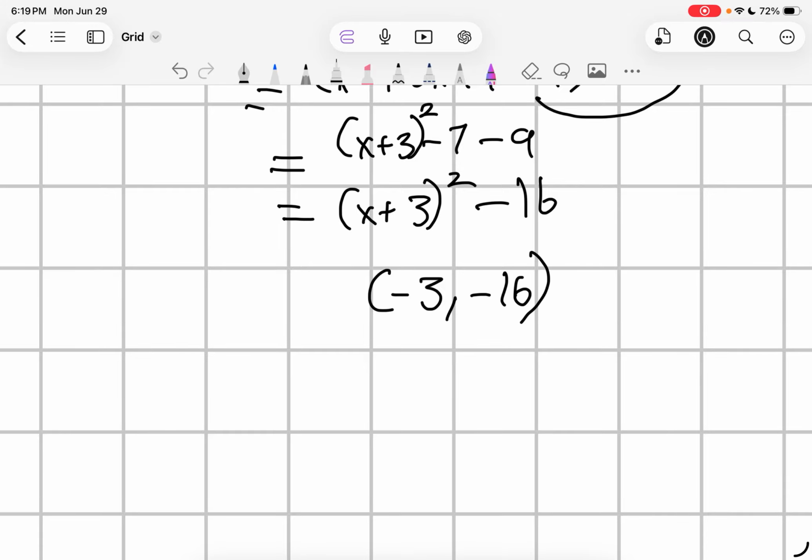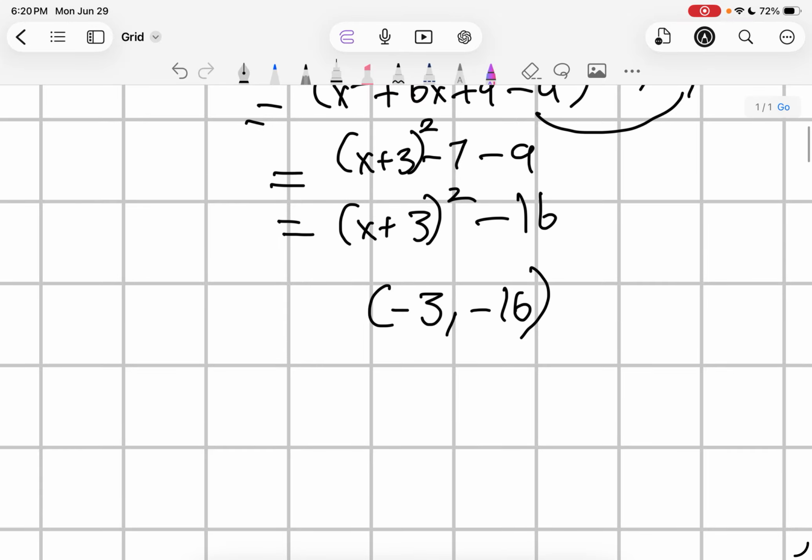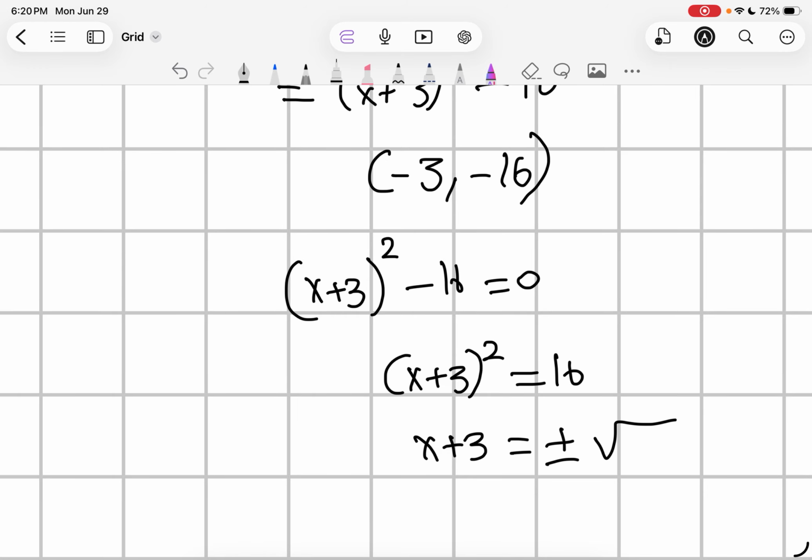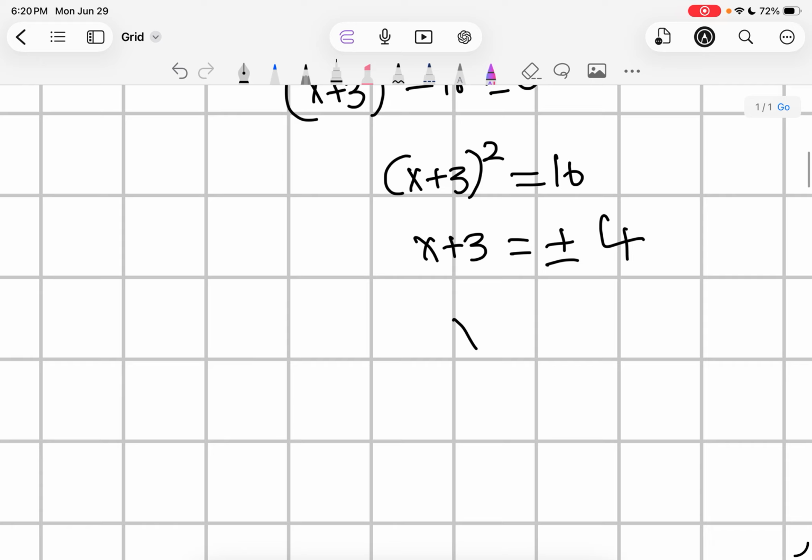Now, if we want to solve for x, you have to set this to 0. So (x plus 3) squared minus 16 equals 0. (x plus 3) squared equals 16. x plus 3 equals plus or minus 4. x would equal 1 or -7. Two solutions, and you can always verify these by plugging them back into the equation. But just like that, you have both your x-intercepts and vertex from the same equation.